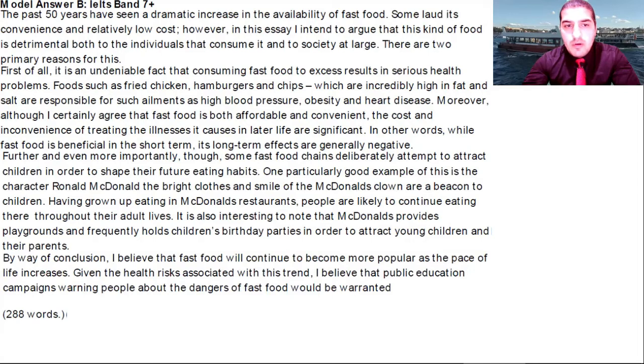Band 8. Very good way to close. Opened it in a good way, closed it in a good way. It's not flawless, but it satisfies 7. All right, now let's check the sentences, make the comparisons so you know more about the academic writing.